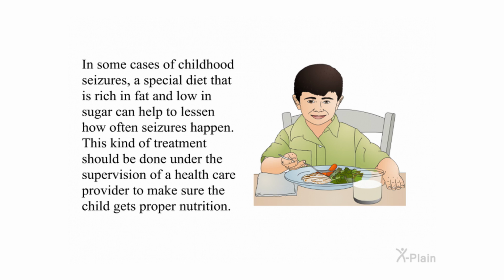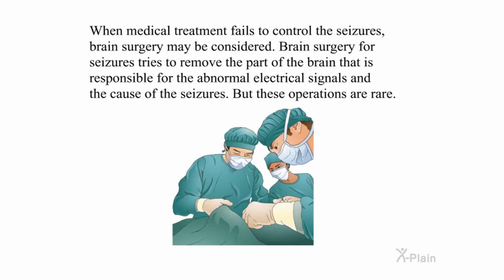In some cases of childhood seizures, a special diet that is rich in fat and low in sugar can help to lessen how often seizures happen. This kind of treatment should be done under the supervision of a healthcare provider to make sure the child gets proper nutrition. When medical treatment fails to control the seizures, brain surgery may be considered. Brain surgery for seizures tries to remove the part of the brain that is responsible for the abnormal electrical signals and the cause of the seizures, but these operations are rare.